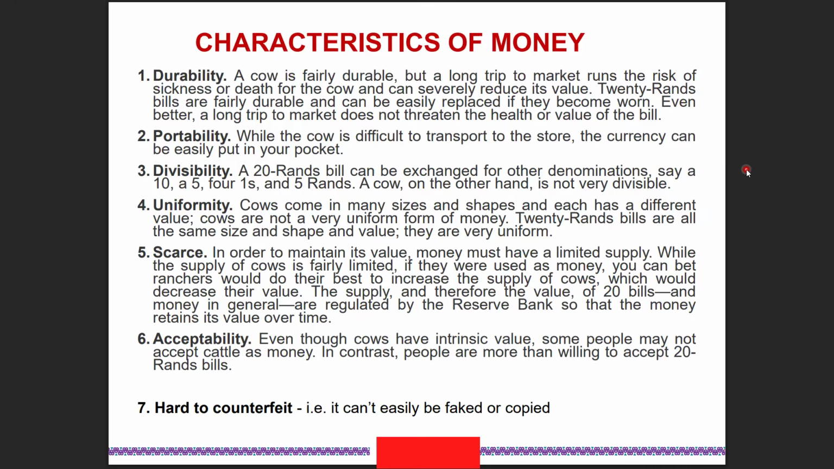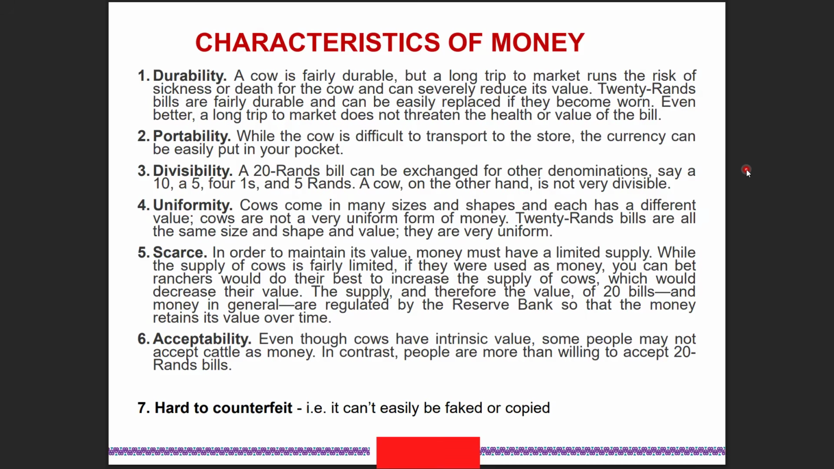Divisibility, money can be divided into its smallest form. We have 10 cent, 20 cent, 5 rand, 100 rand, 200 rand, right? It can be divided to its smallest form. Uniformity, it is the same everywhere. 20 rand in Northwest is the same 20 rand in Limpopo. It's the same 20 rand in KZN, right? It's uniform. With the cows, if we're trading cows, yours might be fat, mine might be thin, so it's not uniform. Scarce, money is scarce, right?